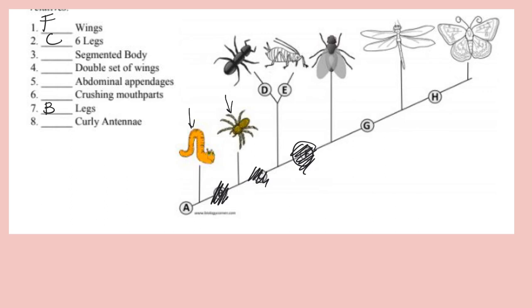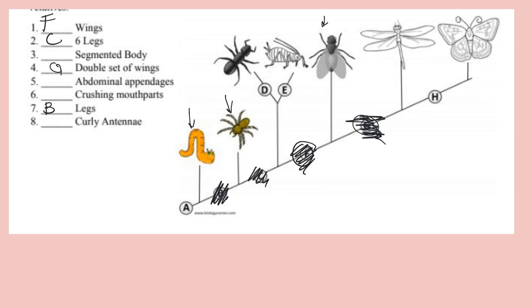Next, I notice that there's a difference between this fly and these other organisms. They have double sets of wings. So I know that G is double sets of wings. So now I'm left with 4 more options: segmented body, abdominal appendages, that means legs on their abdomen, crushing mouthpieces, and curly antenna. So those are the things that I need to look for.